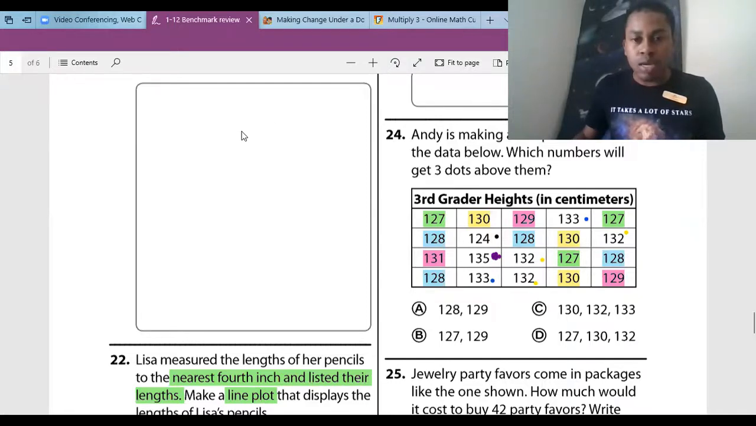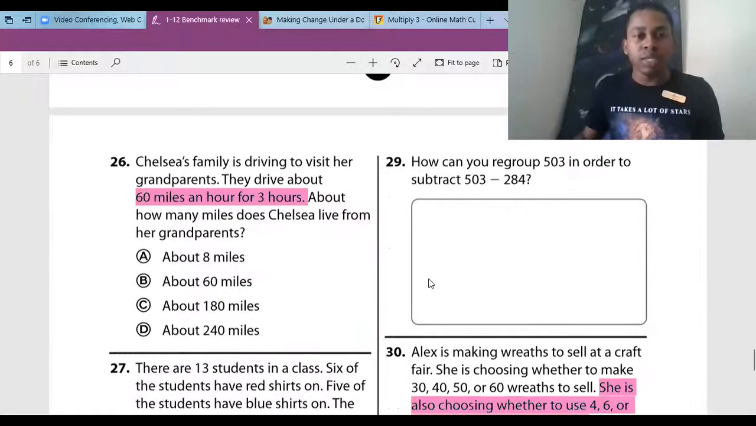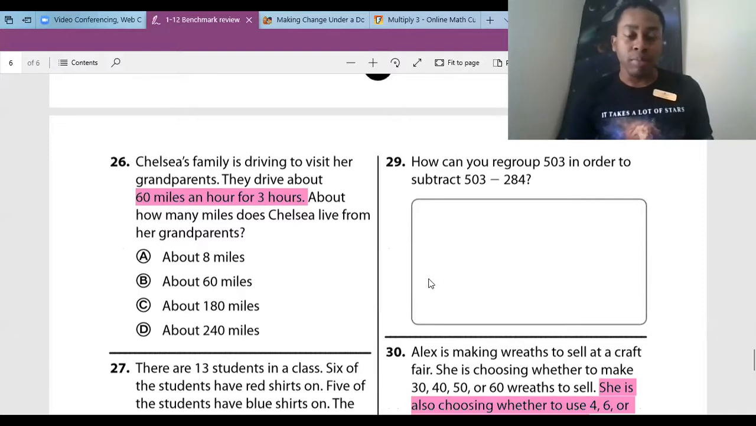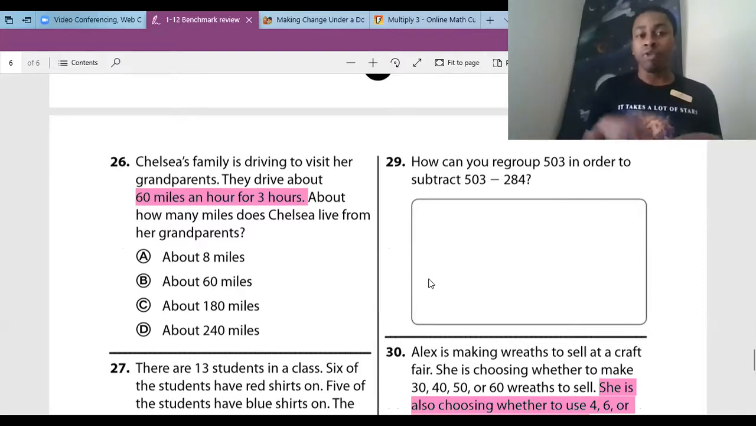Okay. Let's see. I'm gonna move out of the way. We're going to go to the next one. Number 26, it says Chelsea's family is driving to visit her grandparents. They drive about 60 miles an hour for 3 hours. About how many miles does Chelsea live from her grandparents? Now we're thinking about 60 miles an hour for 3 hours.